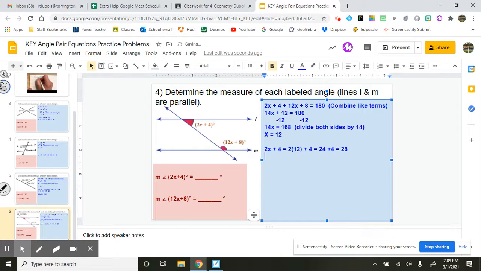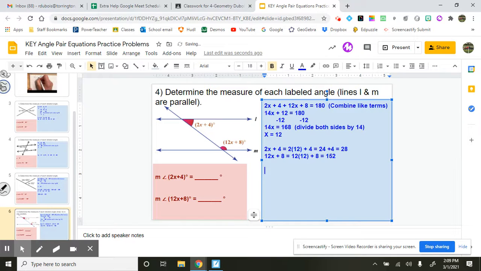Now we'll do our other algebraic expression. 12x plus 8. That means 12 times some unknown number, but now we know what it is. That unknown number is 12, plus 8. Well, 12 times 12 is 144. 144 plus 8, so that's 152.